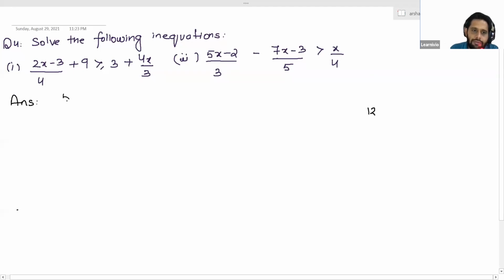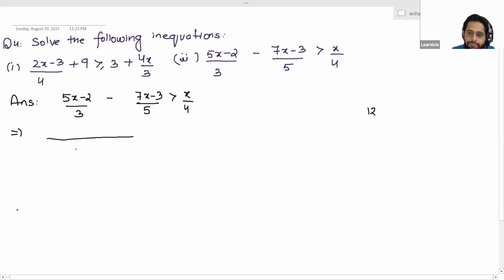So, Rishan, we have this 5x minus 2 by 3 minus 7x minus 3 by 5 greater than x by 4. Okay, so Rishan, what we will do, we will take an LCM. There's no need to shift this part also. We will take the LCM and then we will multiply. So, Rishan, can you tell me what is the LCM of 3 and 5? Very good, 15.